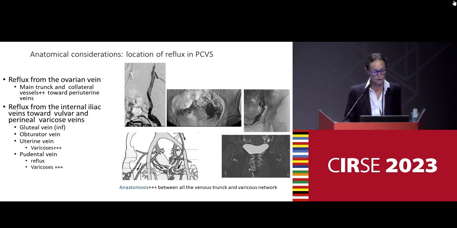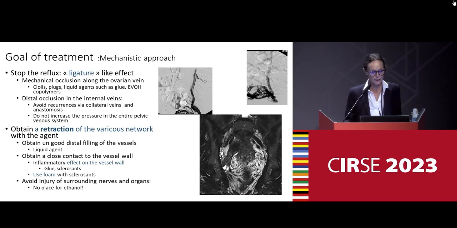We have reflux from the internal iliac vein branches toward the vulvar and perineal varicosis vein too, as you can see here. And this reflux arises from different internal iliac branches, such as uterine vein and pudendal vein, where you can find varices, a lot of varices too, and escape points, most often for obturator vein, gluteal vein. So, two different types of vessels.